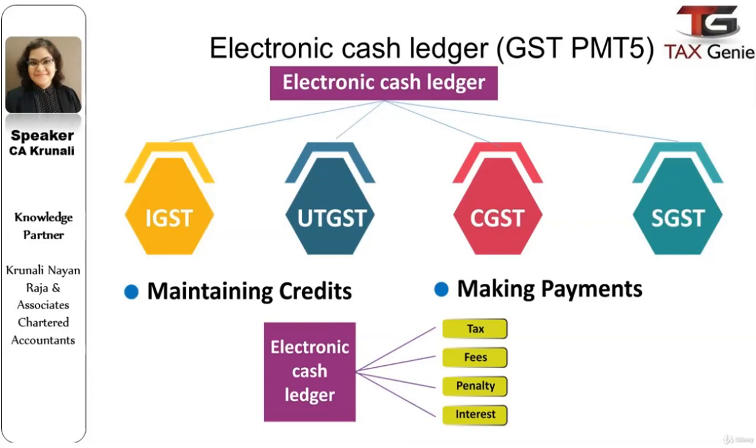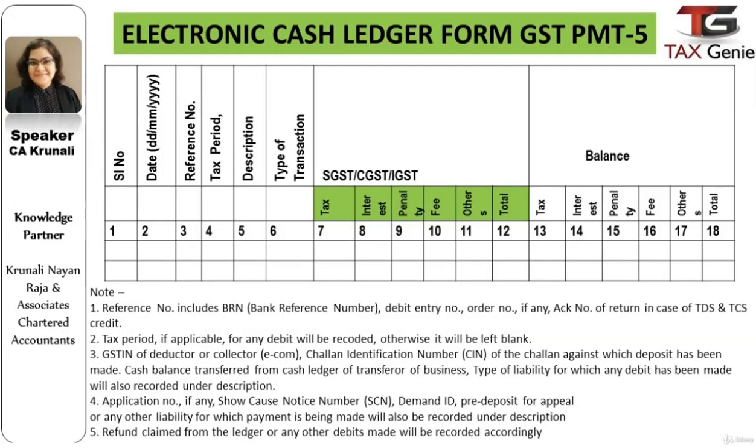Let us now look at the form GST PMT-5. It includes details like serial number, date, reference number, tax period, description, type of transaction, details of CGST, SGST and IGST, further segregated into details like tax, interest, penalty, fees, others, and total of all. And finally, the closing balance of the ledger, which is further divided into tax, interest, penalty, fees, others, and finally the total of all.